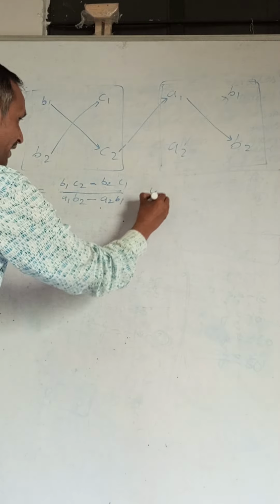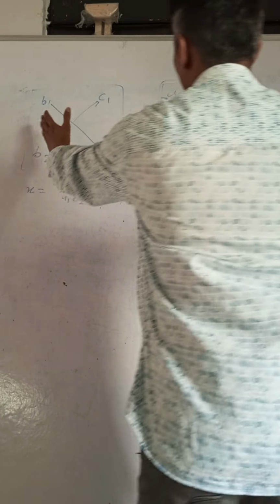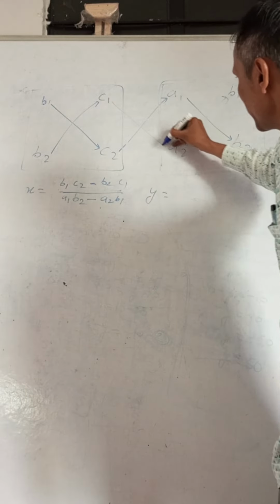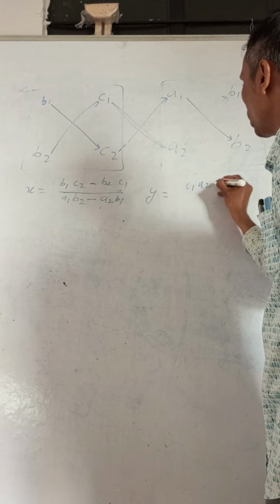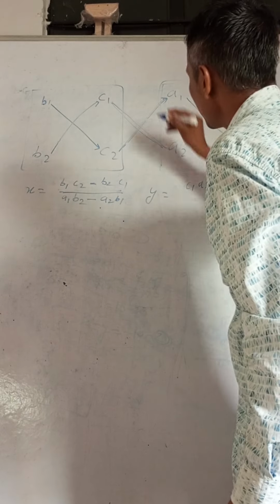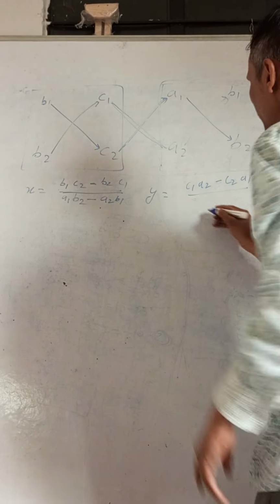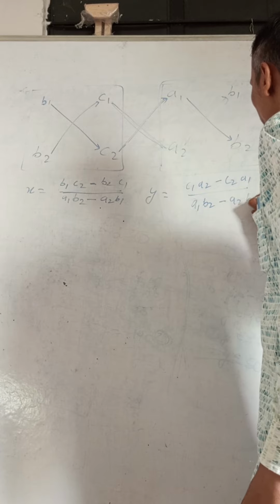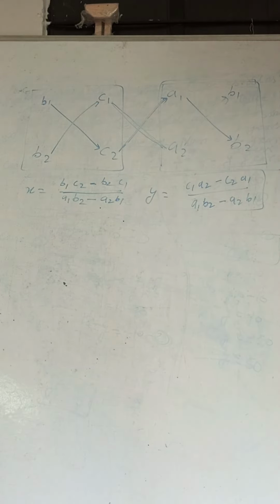Then similarly, what do we get for y? Y is equal to, we take the middle number left now. What is left? C1 A2 minus C2 A1, by A1 B2 minus A2 B1. This is the formula for cross multiplication. You can write it in shortcut form for remembering purposes.